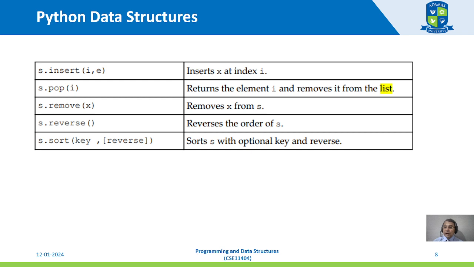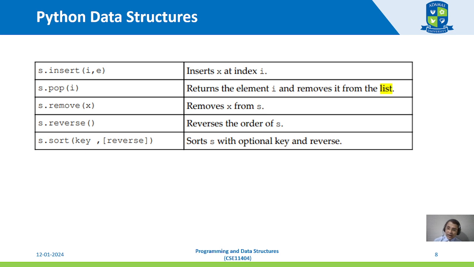And the next one is pop. Pop removes an element from the list at that particular index. So pop takes the index position of the value which we want to remove from the list, and the remove function considers the actual value, whereas in pop we provide the index. In case of remove we give the exact value which we want to remove from the list.